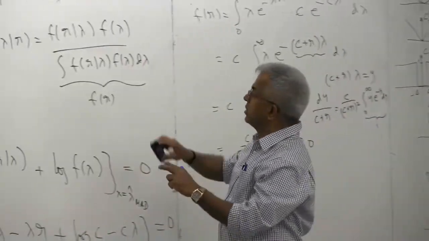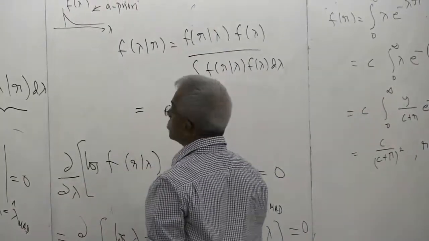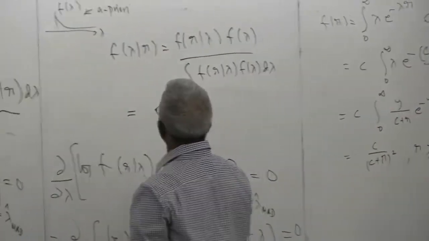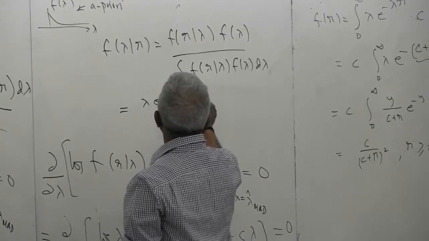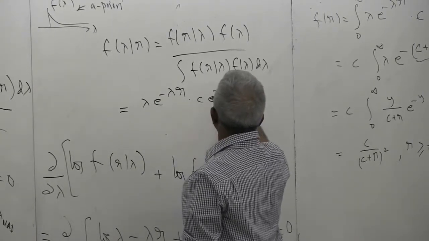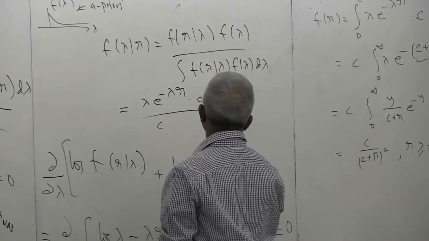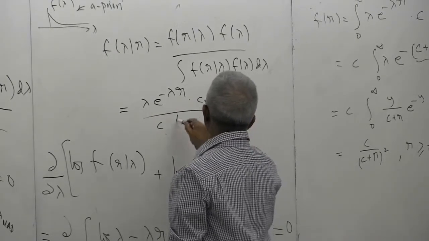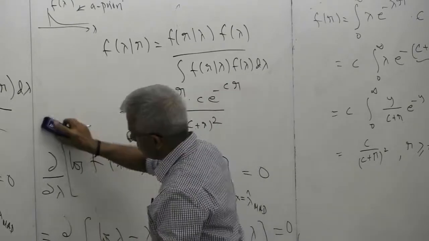So let me plug it in here. If that is the case, this density function turns out to be what? Let me substitute everything. r e raised to minus lambda r, c e raised to minus c lambda, over c divided by c plus r the whole squared. Okay.